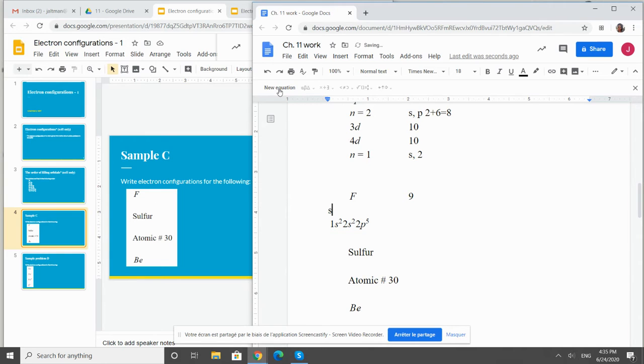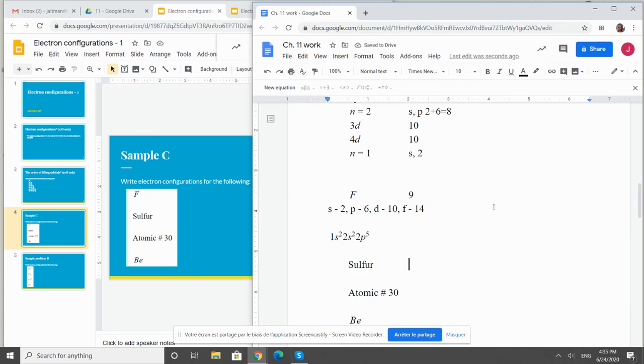So in case you need a refresher, S can have up to 2. P can have up to 6. D can have up to 10. And F can have up to 14. So I always fill it up to its maximum capacity before I move on to the next orbital. And then your last orbital might not be completely full.